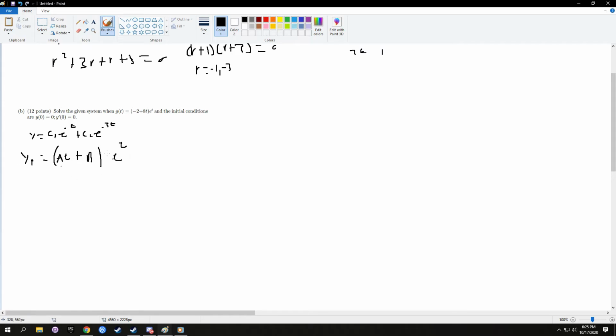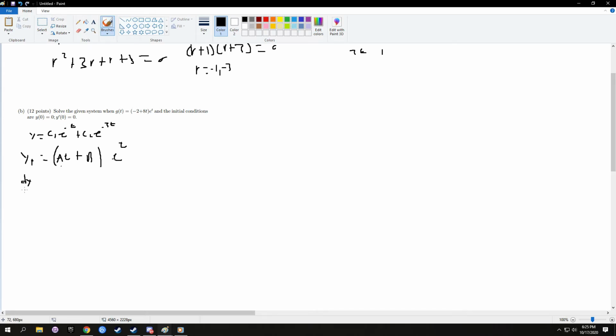I also check and make sure that these are not the same. This is homogeneous. If this was negative in here, then that means I would have to multiply everything by t. But I don't. It's just t and negative t. So they're okay. They're not the same solution.